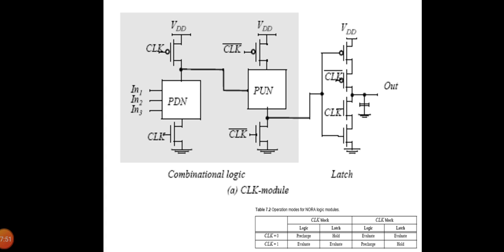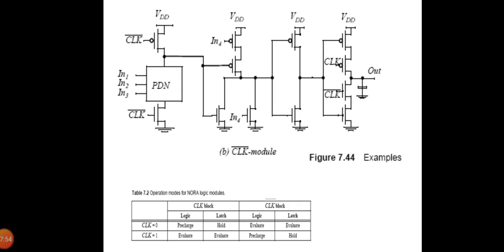Examples of both classes are shown here in this diagram, and the operation of modules can be summarized as follows. For clock equal to 0, the clock block logic will be in pre-charge and the latch will be in hold, while the clock bar block logic will be in evaluate mode and the latch will be in evaluate mode. For clock equal to 1, the clock block will be in evaluate mode in both logic and latch, whereas the clock bar block logic is in pre-charge, and the latch is in hold mode.